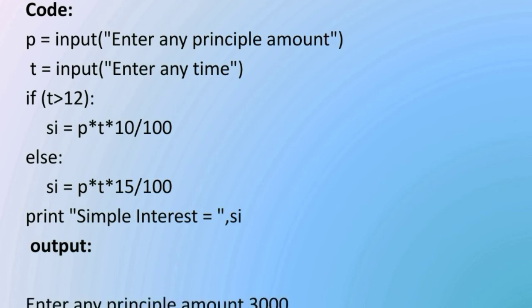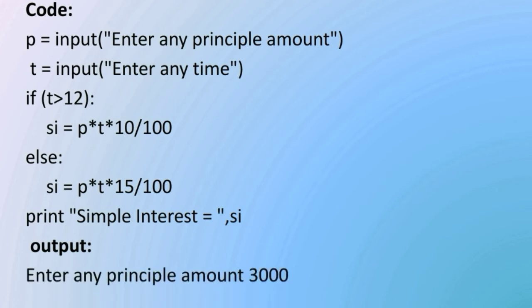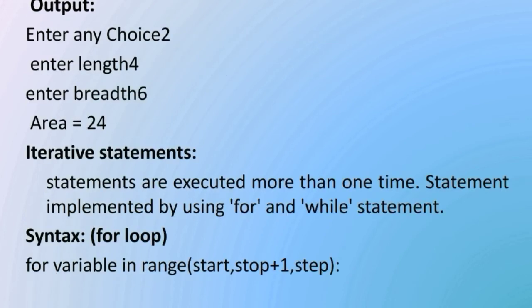Next one, enter any principal amount, that is 3000 is entered. Next, enter any time, that is 12. So based on the condition, the if portion is executed. The next one is the iterative statement, that is statements are executed more than one time. This type is implemented by using for and while statements.